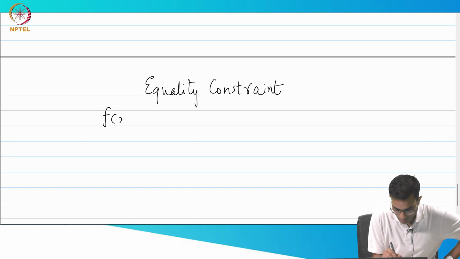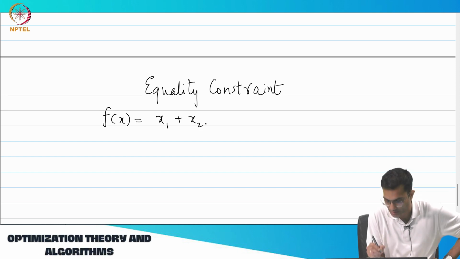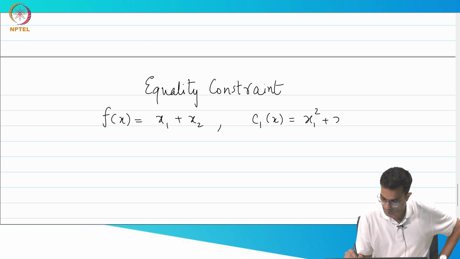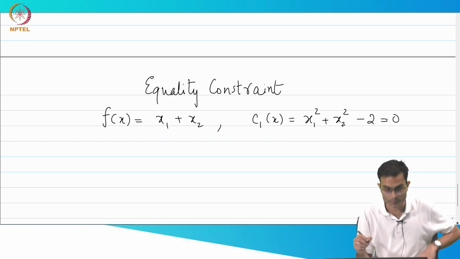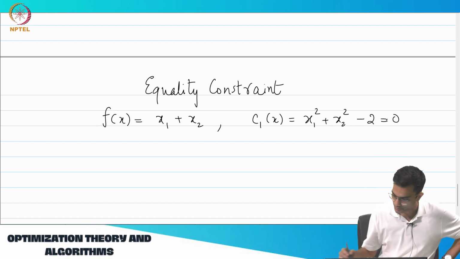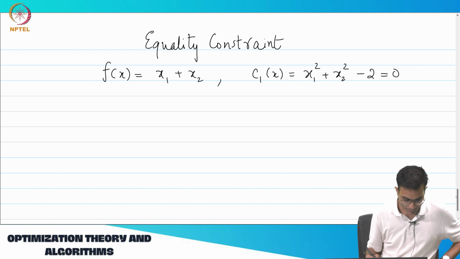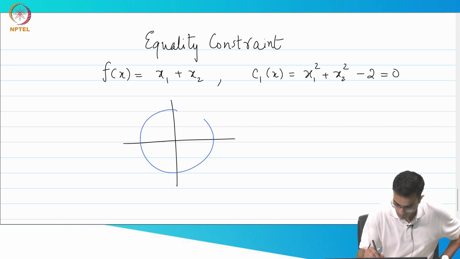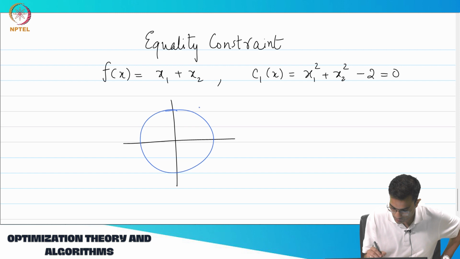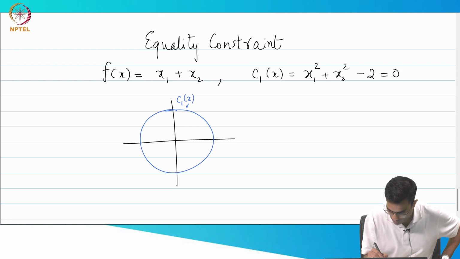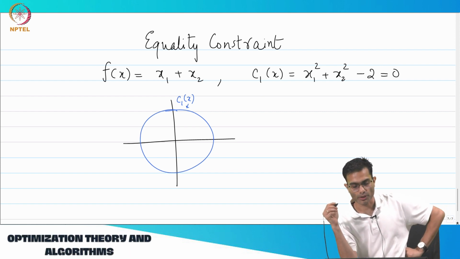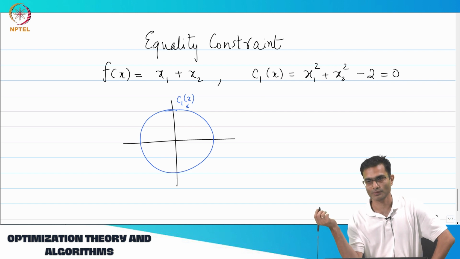Okay, so let's take our previous cost function, simple f(x) = x1 plus x2, two-dimensional. The constraint is c1(x) equal to x1 squared plus x2 squared minus 2 equal to 0. So, I have an objective function and an equality constraint. Here is my C1. This is one of those problems that you can solve graphically. It's very simple to solve.